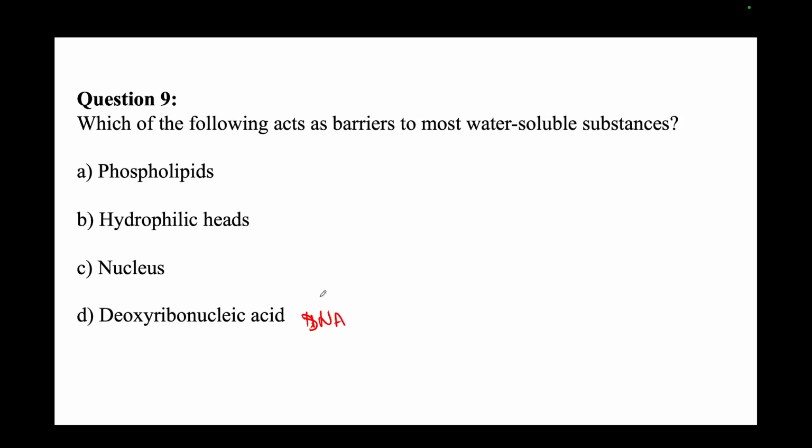So, which of the following acts as a barrier to most water soluble substances? What would prevent water soluble substances from moving? What would be the answer? Come on, this is a very easy question. I want the answer from you guys.